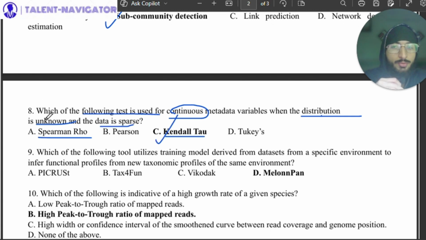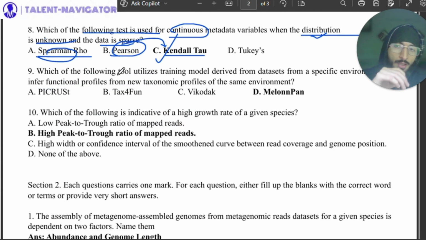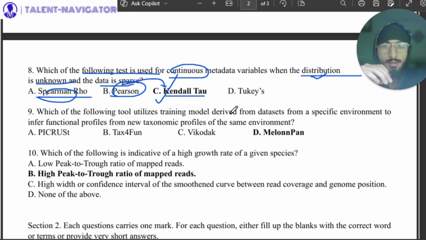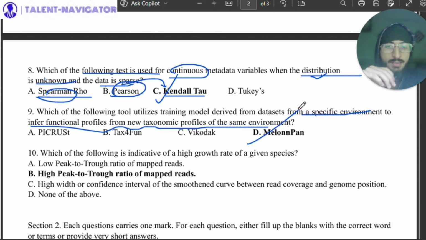Spearman rho is basically when the distribution is unknown and the data is non-sparse. So that is for Spearman when data is non-sparse. When data is sparse, we have Kendall tau. And when the distribution is known and normal, then it is Pearson. Which of the following tools utilizes training models derived from datasets from a specific environment to infer functional profiles from new taxonomic profiles? That is MelonPan.